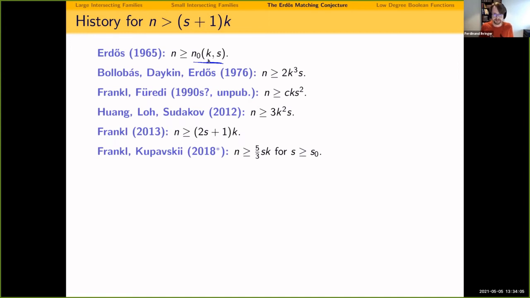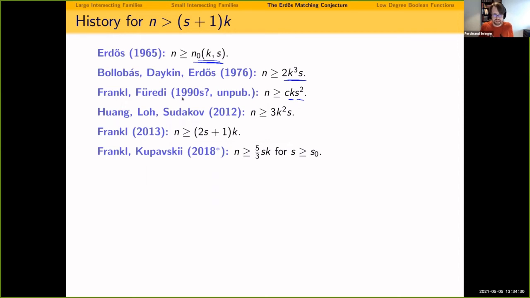Slowly this became more specific. Instead of having this vague expression, you have a 2k cubed times s. Then there is an unpublished result by Frankel and Füredi, which is linear in k, but you have an s squared. But that was not published.